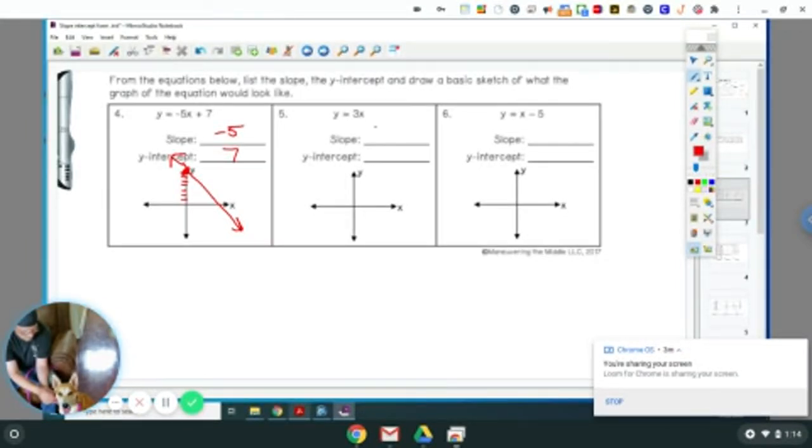So this one has a slope of 3 and a y-intercept of 0. So that means it goes through the origin. And since it's a positive, it's going upwards. Okay, there's nothing in front of this x, so that means your slope is 1 and your y-intercept is -5. So the -5 would probably be about right here. And since it's a positive 1, it'll be going upwards.